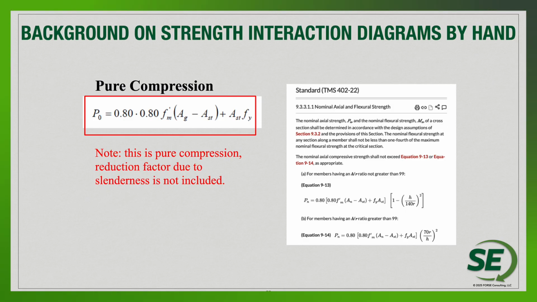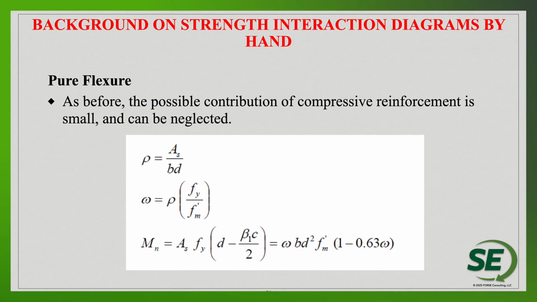We should understand what pure flexure would look like. As before, the contribution of compressive reinforcement is small. It can be neglected. So we look at our rho to be the area of steel divided by bd. b is the width of the section. d is the depth of the section from the reinforcement to the compression face. We can see what the omega would be there, and then the Mn, the moment capacity, is going to be based on the area of steel times Fy times that set of equations that you can see at the bottom.